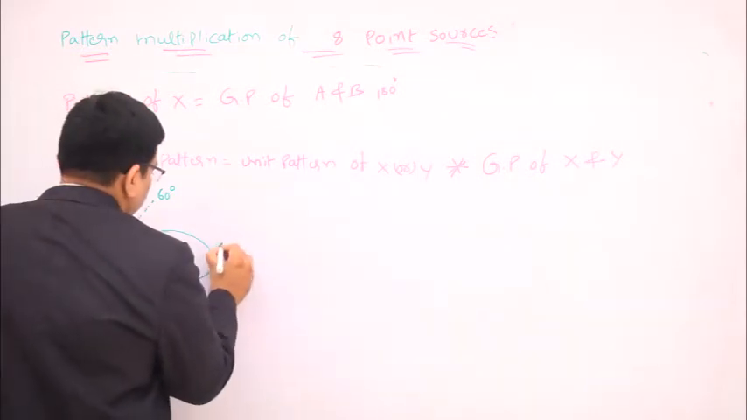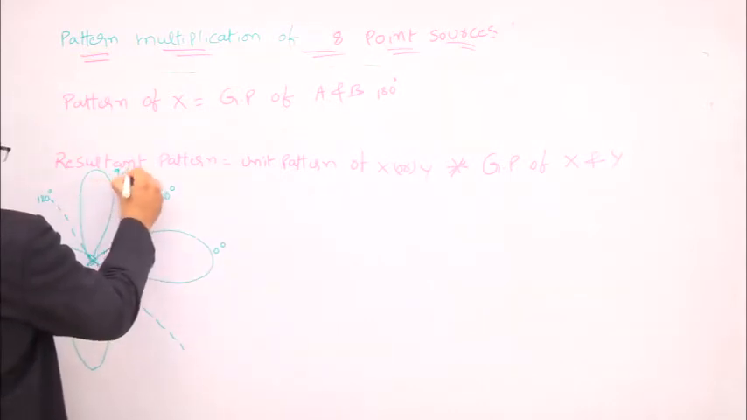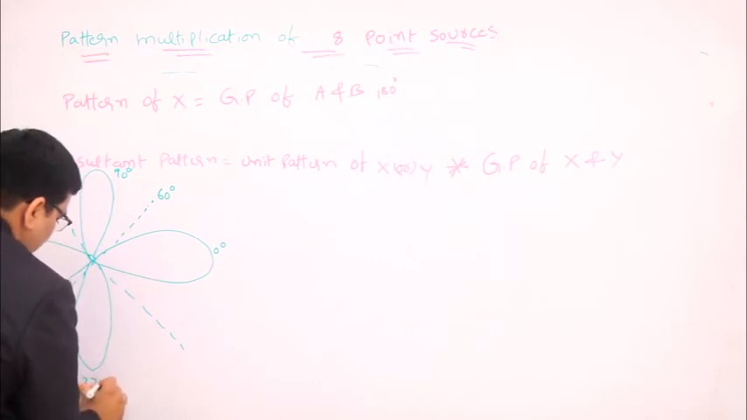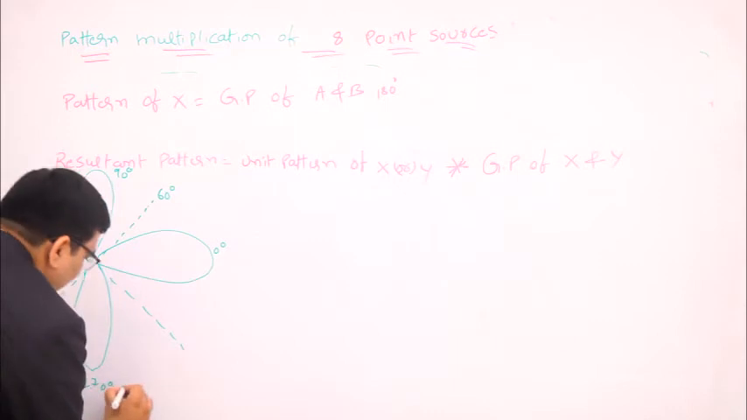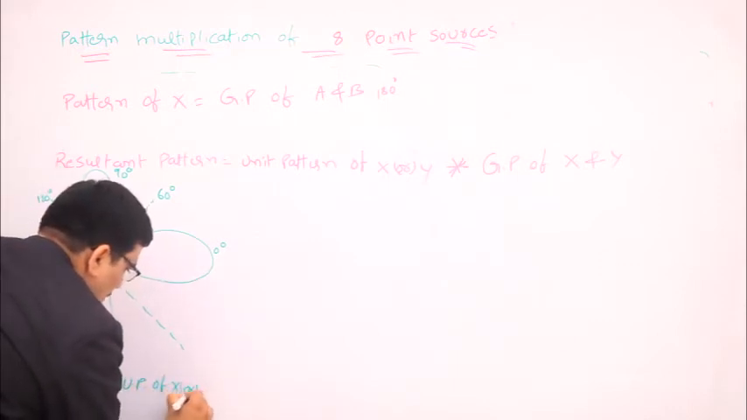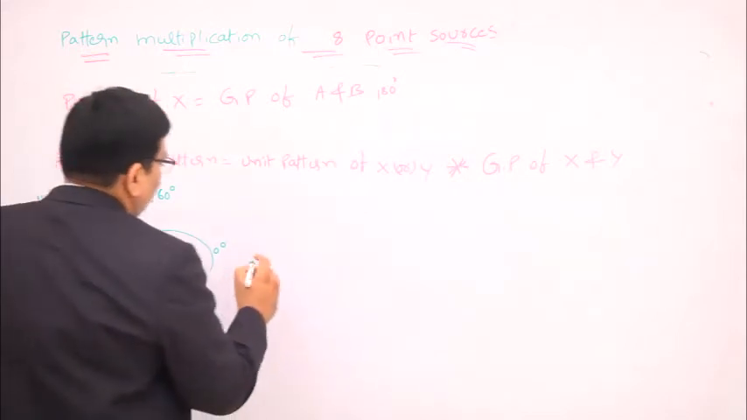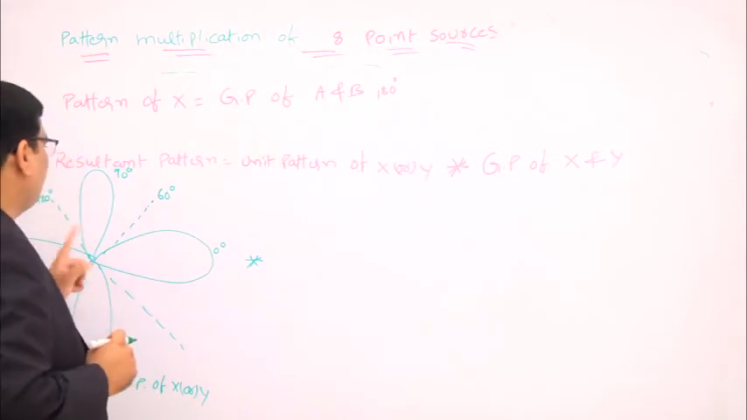So at 0 degrees, 180 degrees, 90 degrees and minus 90 or 270 degrees, you are having the maxima. That is the unit pattern of x or y. So now we have to multiply the group pattern of x and y.